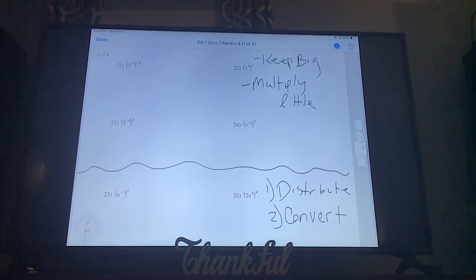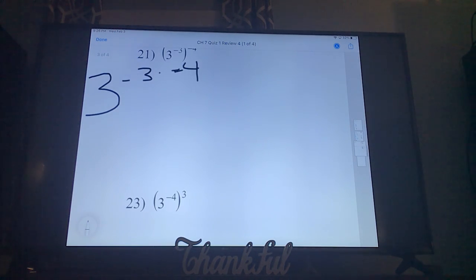Okay, so we're going to keep the big and we multiply the little. So you're going to have 3 to the negative 3 times negative 4. Negative 3 times negative 4 is 12. So you have 3 to the 12. Okay? There's no negatives there, there's no zeros, so that's our answer.